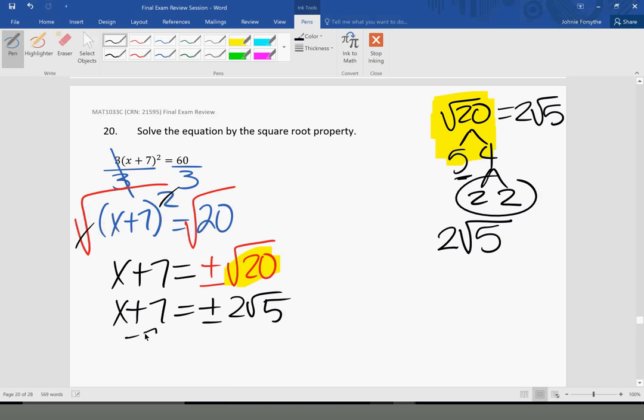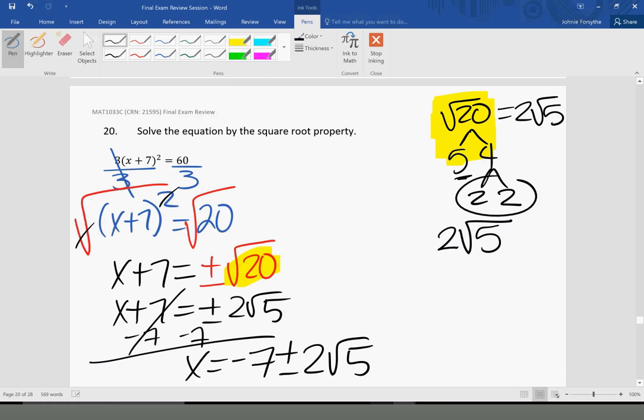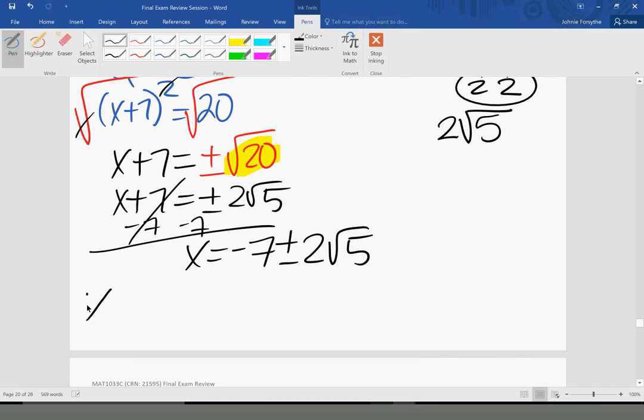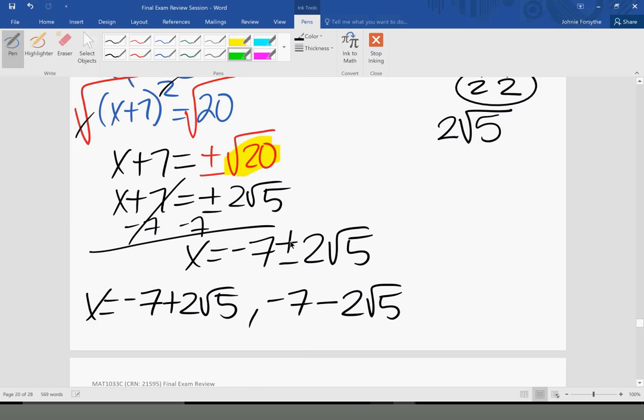But I'm solving for x. I'm going to subtract 7. So the answer is going to be x equals negative 7 plus or minus 2 root 5. If you have to write that as two separate answers, that's just going to be negative 7 plus 2 root 5, and then negative 7 minus 2 root 5. So this plus or minus would be here and here. But that would be your final answer, or these two numbers.